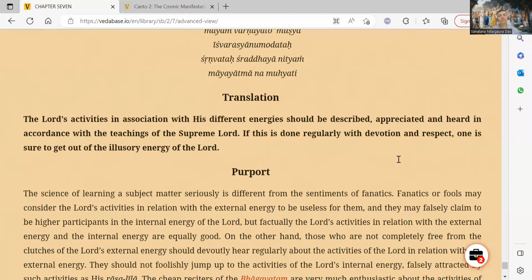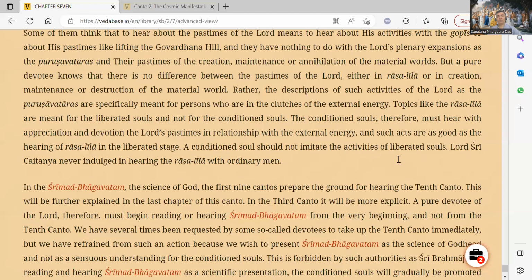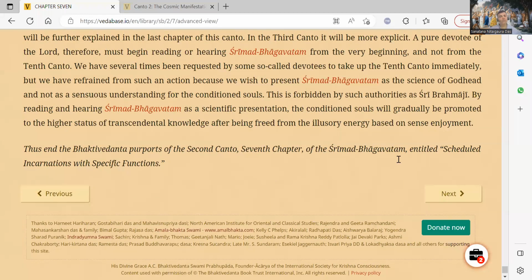The Lord's activities in association with different energies should be described, appreciated, heard in accordance with the teachings of the Supreme Lord. If this is done regularly with devotion and respect, one is sure to get out of the illusory energy of the Lord. Very nice, very important, very beautiful shloka. It has to be heard in association of devotees according to what is there in the parampara. Then everything that is illusory will be wiped off from you. Thus ends the Bhaktivedanta purport. In fact, the translations of the second canto, 7th chapter of Srimad Bhagavatam entitled Scheduled Incarnations with Specific Functions.